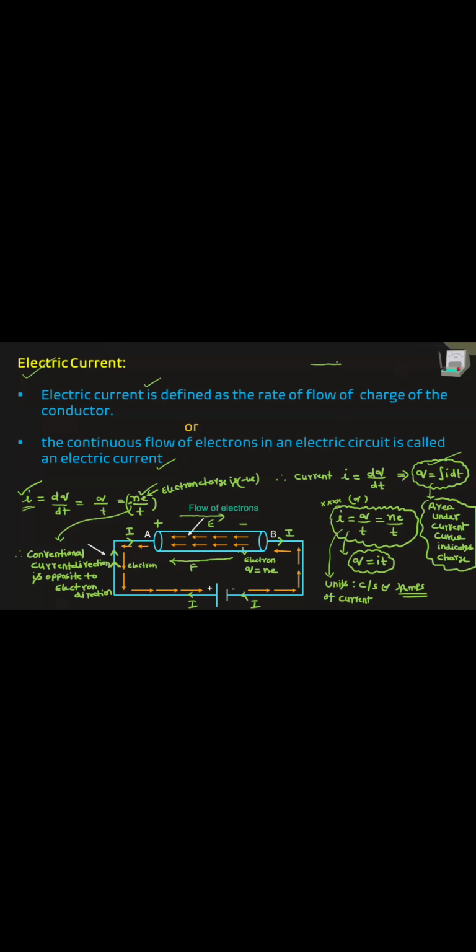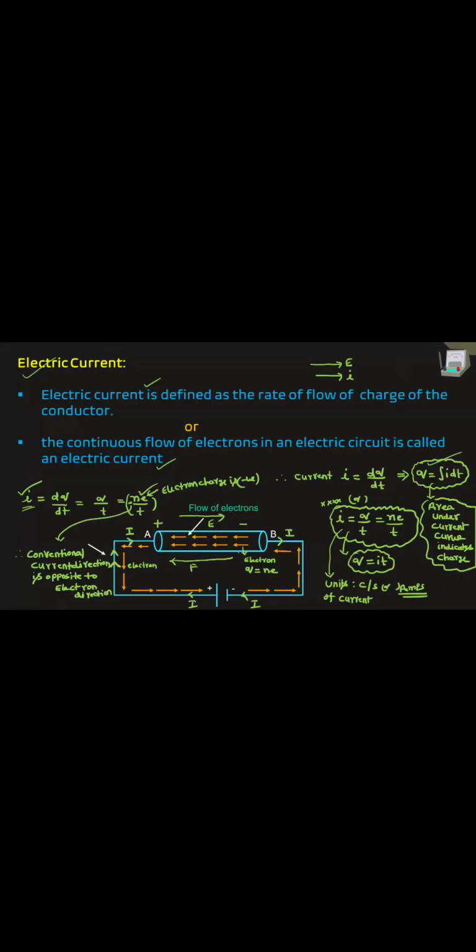We know this. What about the current and electric field? Are the electric field and current in the same direction or opposite direction? Same direction. If the electric field and current are in the same direction, the current density is also in the same direction. Why are they taken in the same direction, friends? I told you already, current is in the direction of the electric field, opposite to the force on the electron. Electric field, current and current density are in the same direction.